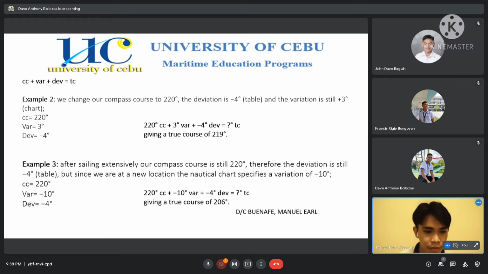For example 3, after sailing extensively, our compass course is still 220 degrees.